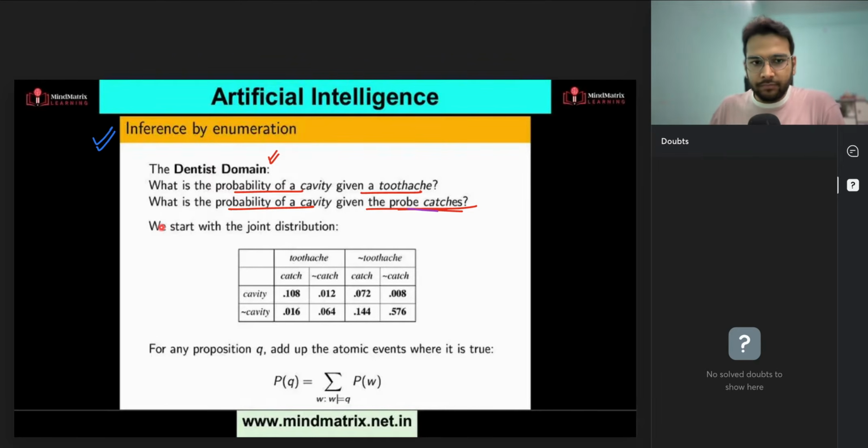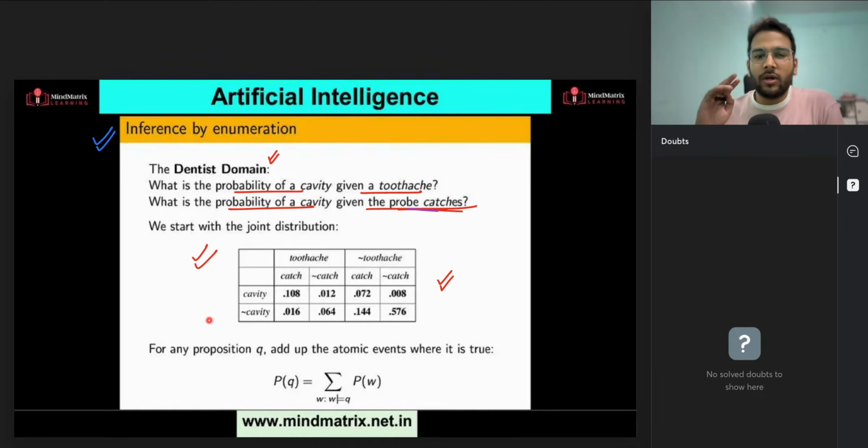Now carefully see this. First of all, we start with the joint distribution. So we are considering all the possibilities in the joint distribution. By seeing this particular joint distribution, can you tell me how many random variables we have? Anyone? Three random variables we have, exactly. One is toothache, second one is catch, and third one is cavity. Is this clear to all of you? Any doubt in this? Three random variables we have here.